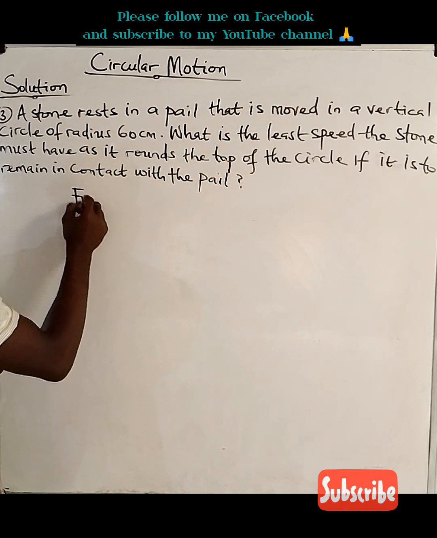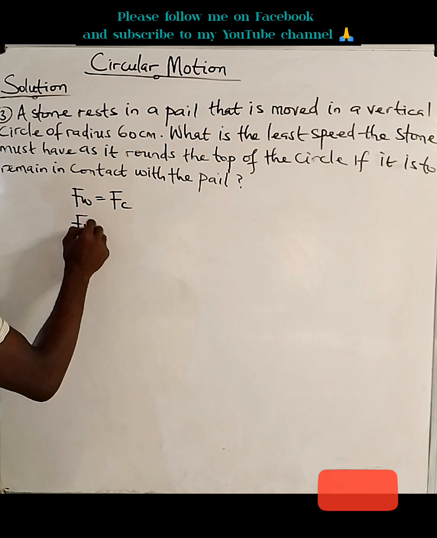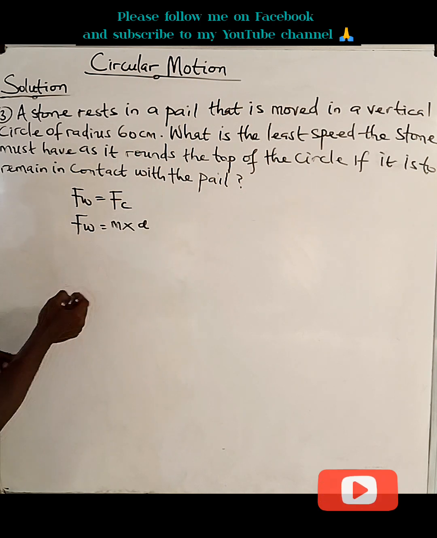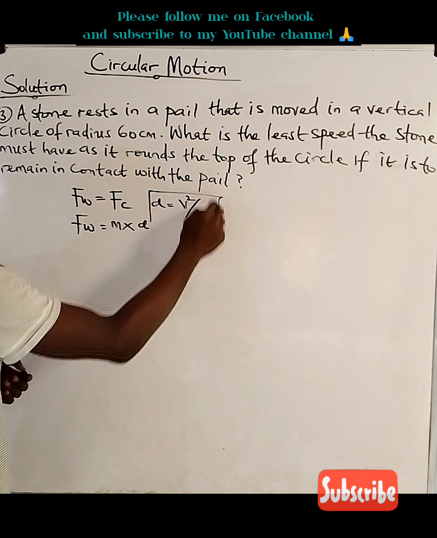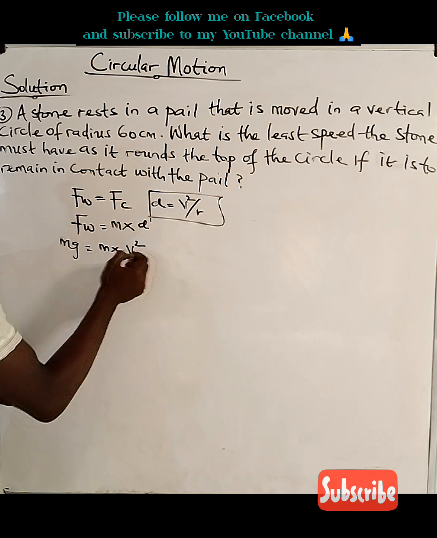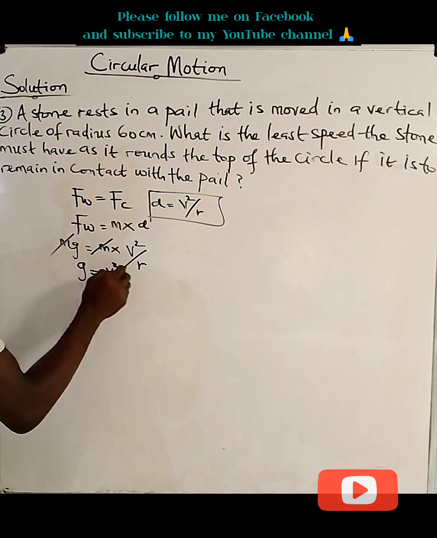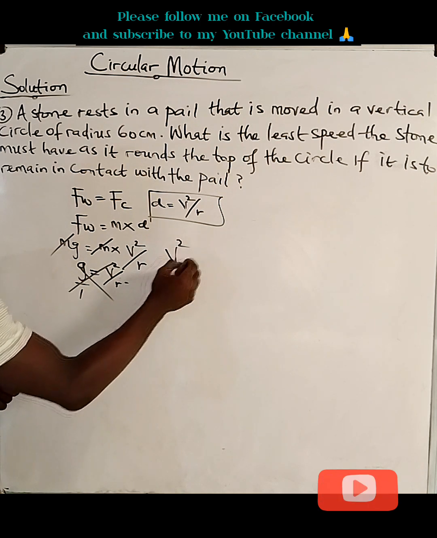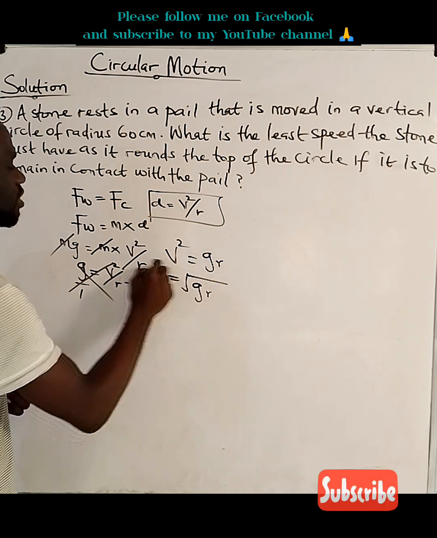The weight of the stone will bring about the centripetal force. So the weight of the stone equals centripetal force, which is mass times centripetal acceleration. Centripetal acceleration is linear velocity squared over radius. So the weight, which is mass times gravity, equals mass times velocity squared over radius. So mass cancels mass, and we have gravity equal to velocity squared over radius. Cross multiply, so the linear velocity squared equals gravity times radius. So the linear velocity is the square root of gravity times radius. This is the formula we're going to use.